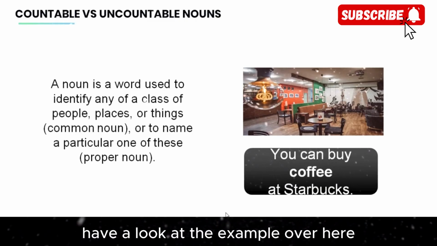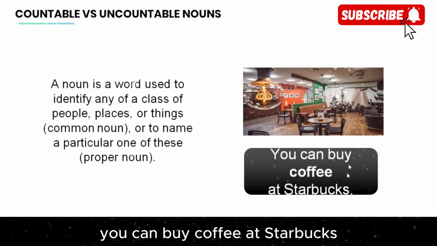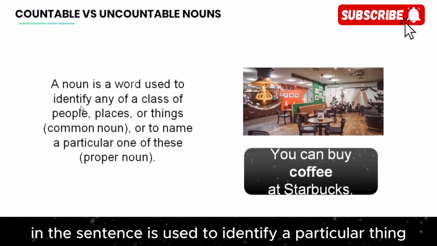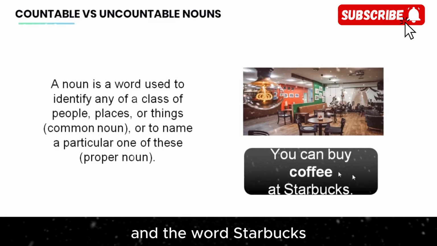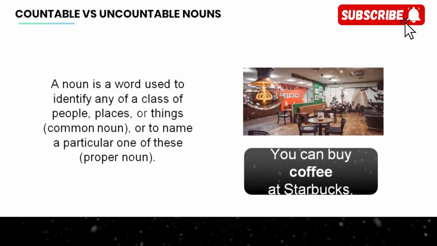Have a look at the example over here. You can buy coffee at Starbucks. The word coffee in the sentence is used to identify a particular thing, which is coffee. And the word Starbucks in the sentence is used to name a particular place.